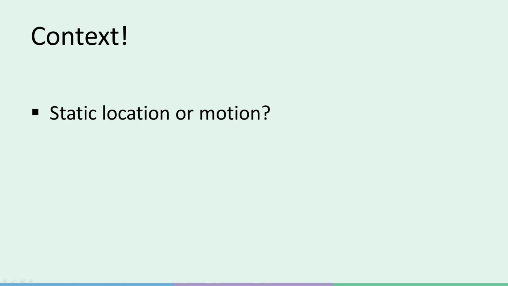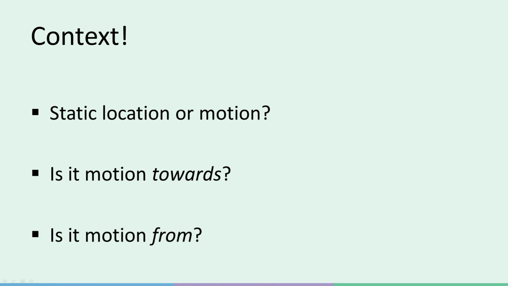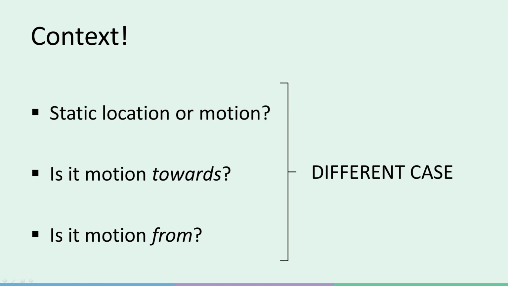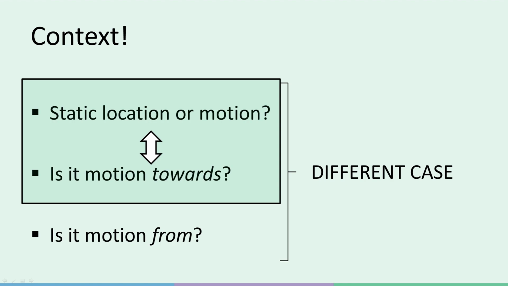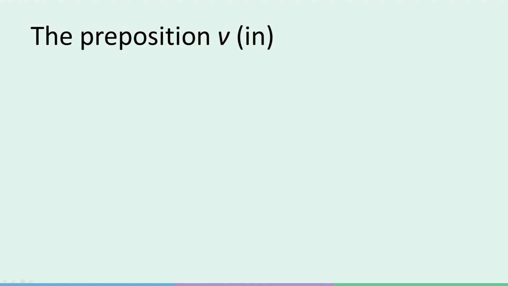If there is motion involved, it's then important to continue with the following questions. Is it motion towards something, or motion from something? All 3 are governed by a different case, with motion from being the most straightforward. The preposition from in Slovene always goes with the genitive or the second case. But for today's lesson and in general, the distinction between static location and motion towards is much more important, so let's focus on that. And let's show the difference between the two with the preposition u.